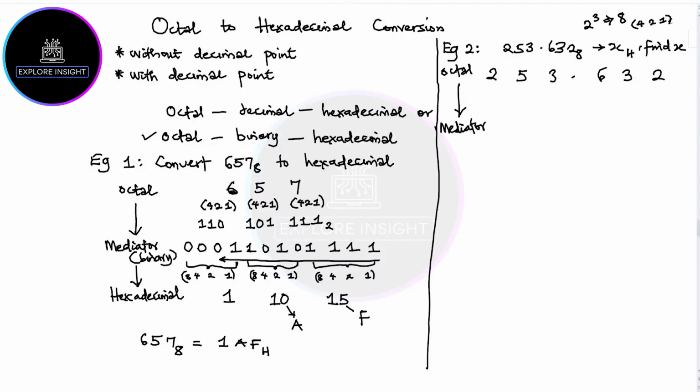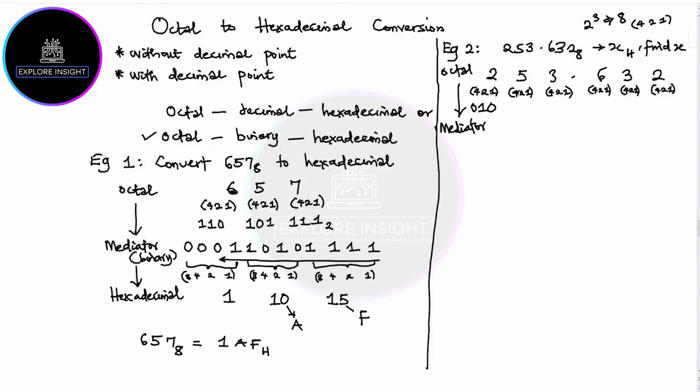Like I explained in the previous one, I'm going to put 4, 2, 1 in each: 4, 2, 1, 4, 2, 1, 4, 2, 1. This is just to guide us in a fast calculation. So now 2 can be found here, but we are not going to use 4 and 1. So we put that as 0, 1, 0.